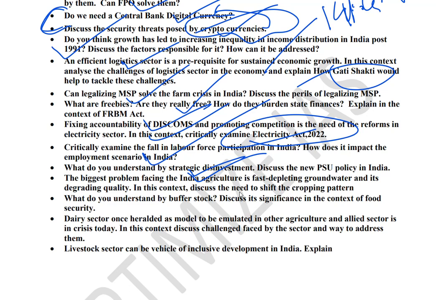Next is the topic of depleting groundwater, and how depleting groundwater is because of the shift in cropping pattern. See, we have shifted our cropping pattern from core cereals to water intensive sector in crops, and because of this shift, there has been depletion of groundwater in India.